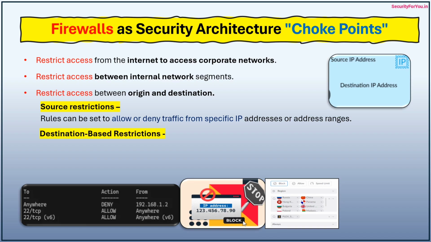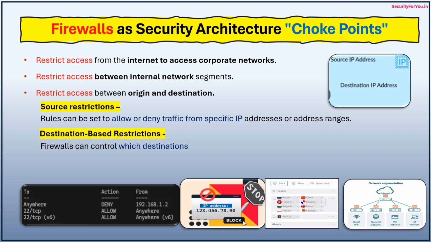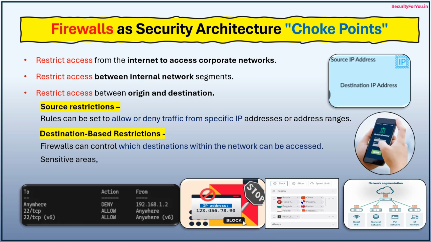Similar to source restrictions, firewalls can control which destinations within the network can be accessed. Sensitive areas like financial systems can have stricter access control. Traffic can be routed or blocked based on the network segment, ensuring that only authorized segments communicate with each other, right?